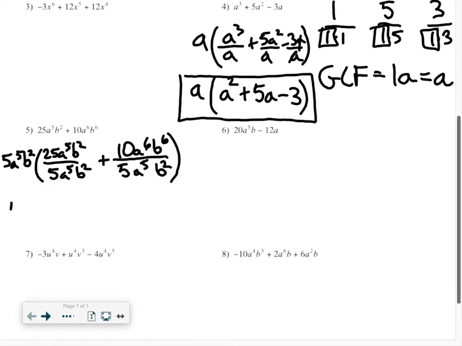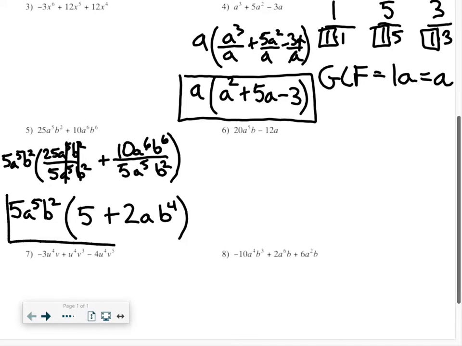Let's simplify this. We've got our GCF outside of the parentheses. Inside, 25 over 5 would be 5. A to the 5th divided by a to the 5th cancels. B squared divided by b squared cancels. They become a to the 0 and b to the 0, which is just 1. Plus 10 over 5 is 2. A to the 6th over a to the 5th becomes a to the 1st. B to the 6th over b squared becomes b to the 4th. So that is factored.